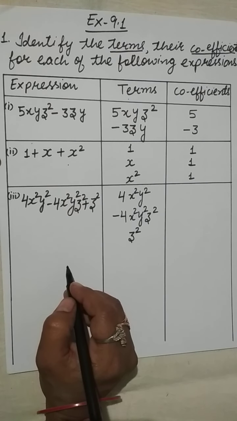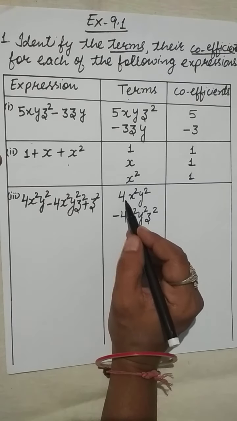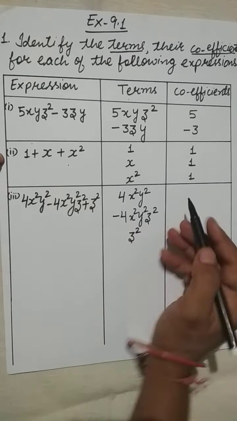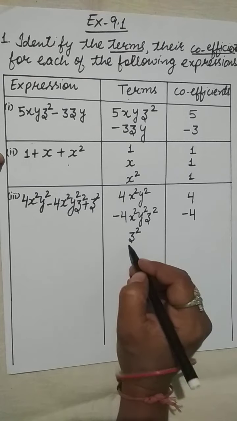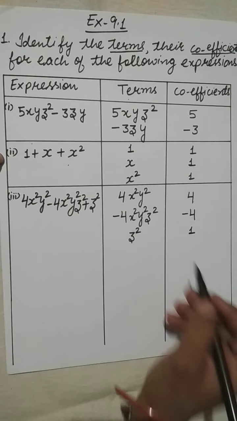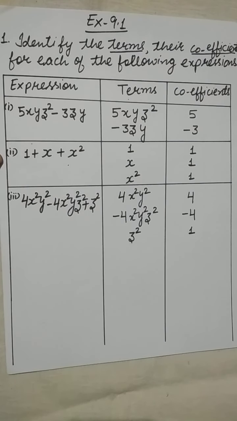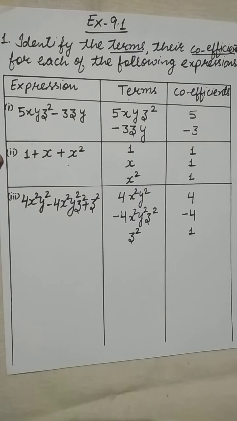Now we will write down the coefficients. Coefficient is the number, the numeric value. Here the numeric value is 4. This one is minus 4. And here it is 1. So these are the coefficients of the given terms.